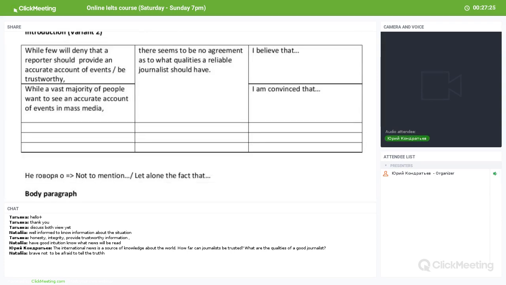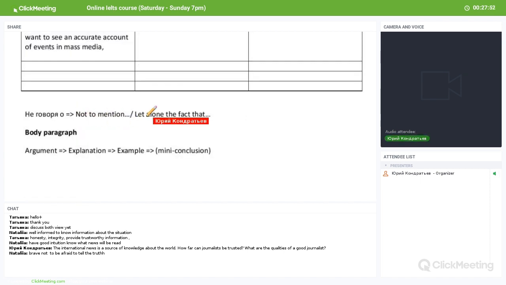Or you can also write it in a different way. You can say, very few will deny that a reporter should provide an accurate account of events or be trustworthy. While a vast majority of people want to see an accurate account of events in mass media, there seems to be no agreement as to what qualities a reliable journalist should have. And then express your opinion. I believe that, I'm convinced that. You can even say, not to mention or let alone the fact that.